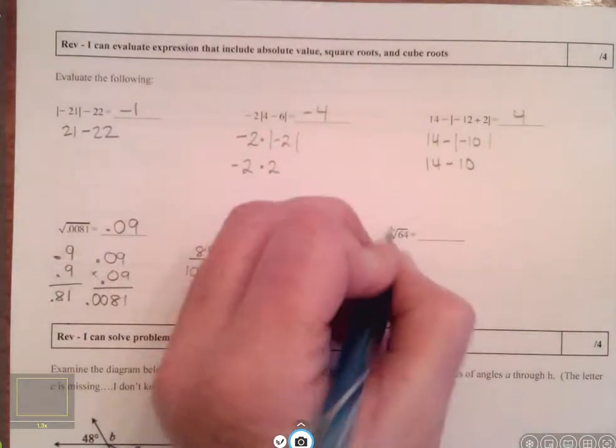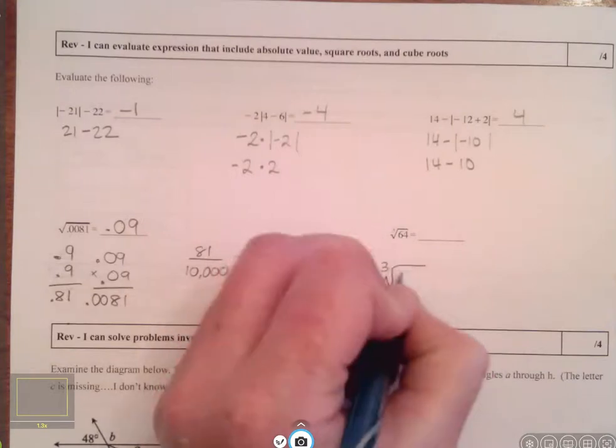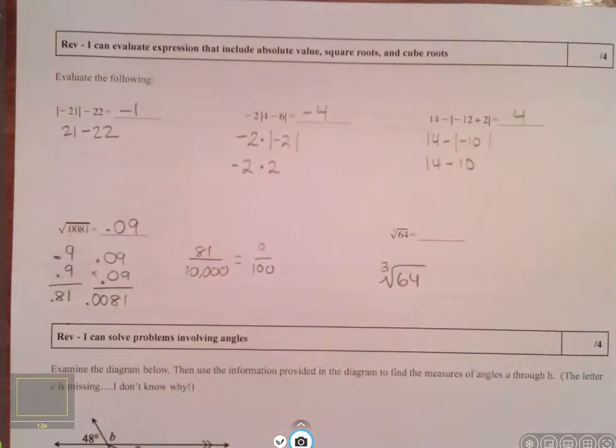Now this one, that's a 3. I know you probably can't read that. This is the cube root of 64. So we're looking for a number that when you multiply it by itself 3 times gives us 64.